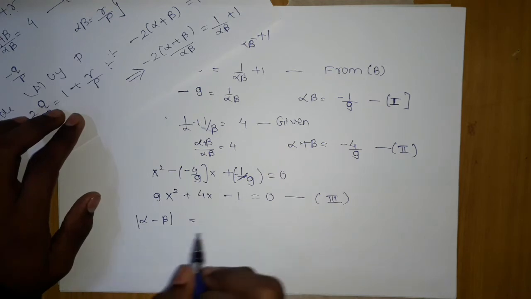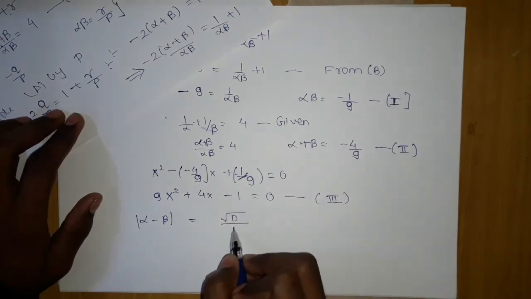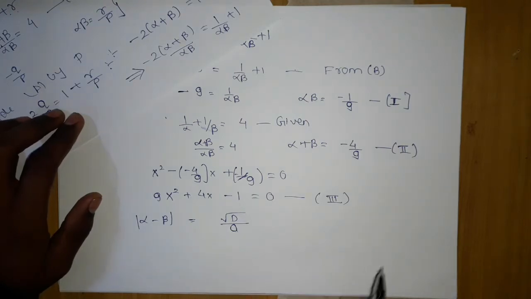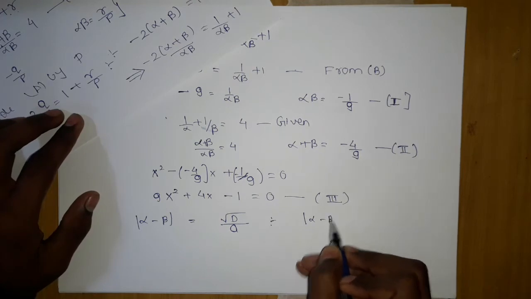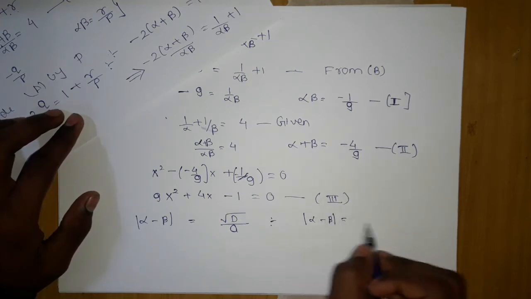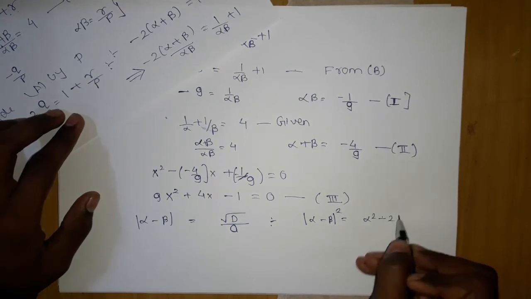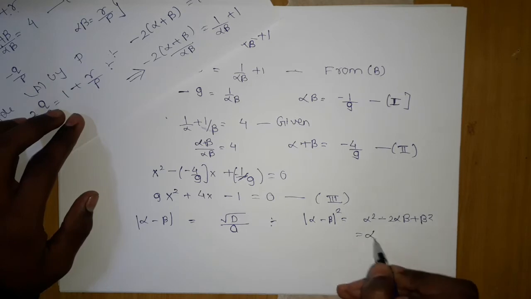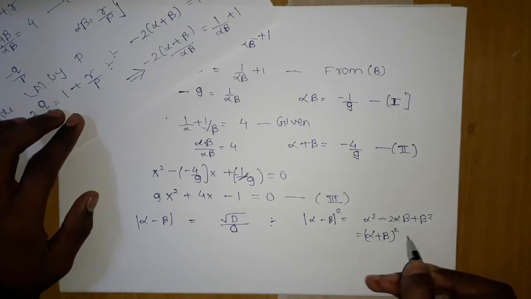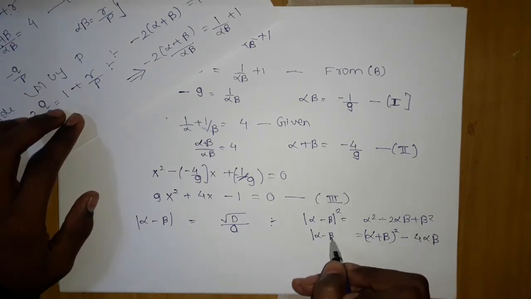If you are good at memorizing, you know that this value is automatically equal to under root D upon a. If you have not studied this or cannot recall it, then just do this. This is modulus, square it. After squaring, what you get is alpha square minus 2 alpha beta plus beta square. And you can further break it: alpha plus beta the whole square minus 2 alpha beta, and minus 2 alpha beta is minus 4 alpha into beta. This is mod alpha minus beta the whole square.